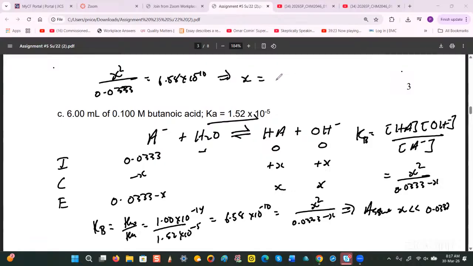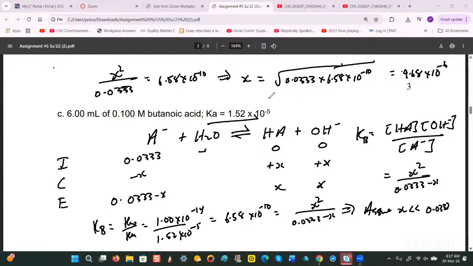Which means that X would be equal to the square root of 0.0333 times 6.58 times 10 to the minus 10. And let's see what that gives. So that would be 6.58 times 10 to the minus 10 times 0.0333 and find the square root. According to my calculation, this works out to be equal to 4.68 times 10 to the minus 6.